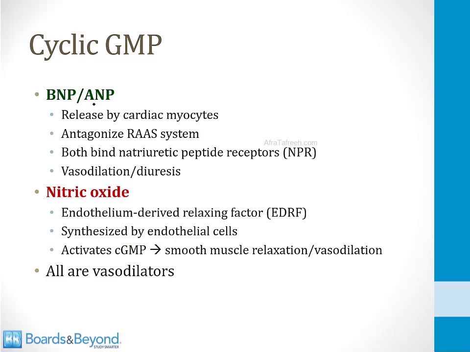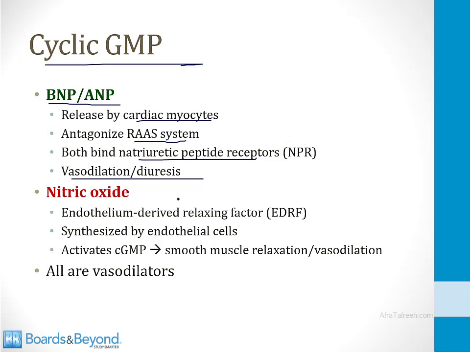The first one is with hormones released by the heart. BNP and ANP, which I talk about in the cardiology section, are released by cardiac myocytes, and they antagonize the renal angiotensin-aldosterone system. They both bind to receptors called natriuretic peptide receptors, or NPRs, and this leads to vasodilation and diuresis. And the way they function is through a cyclic GMP second messenger system.